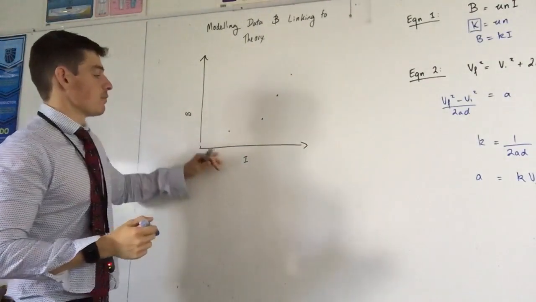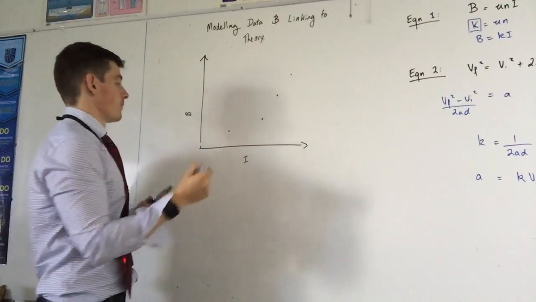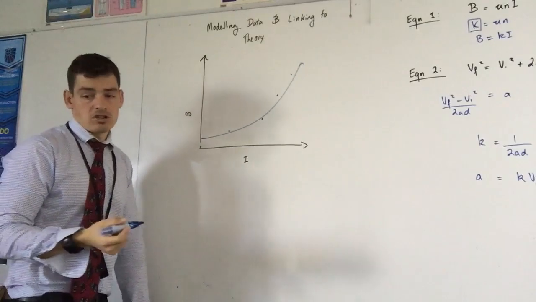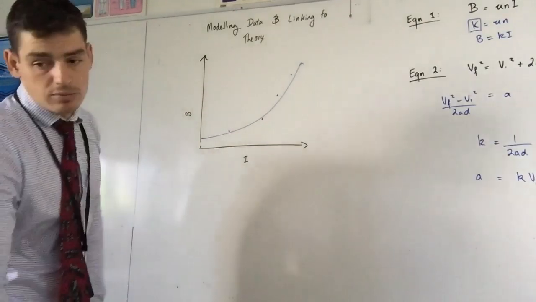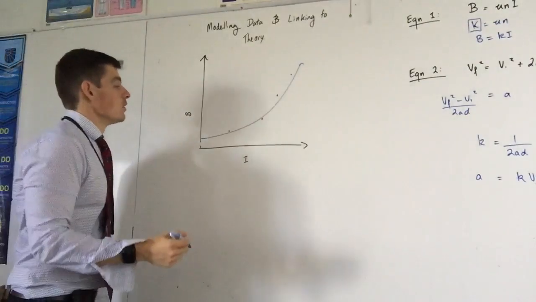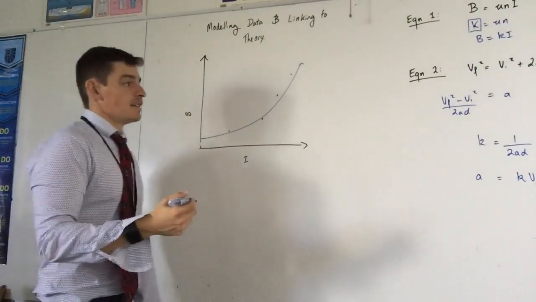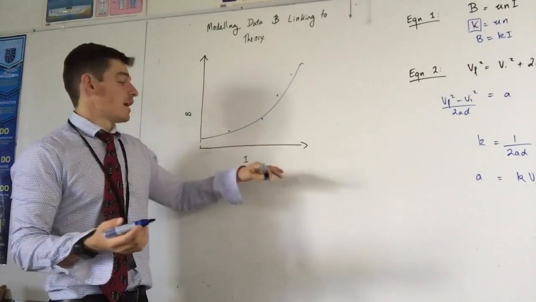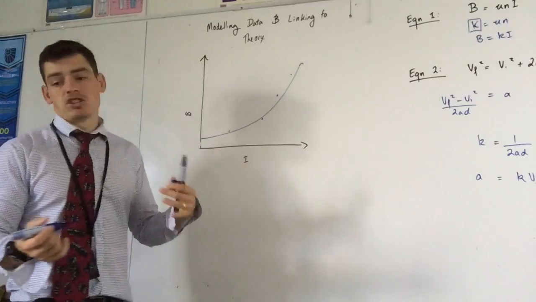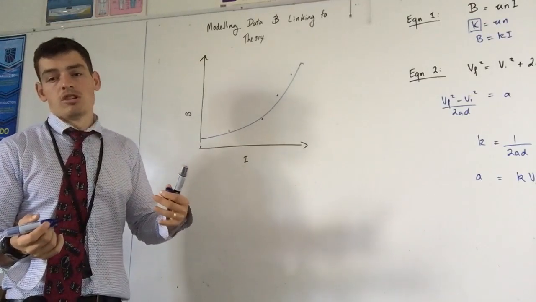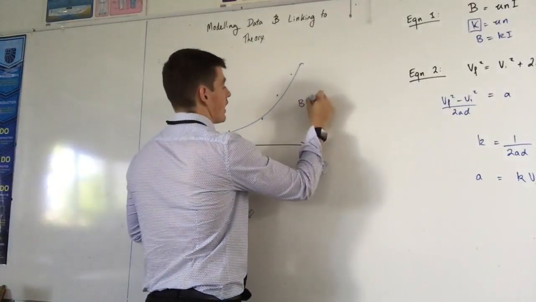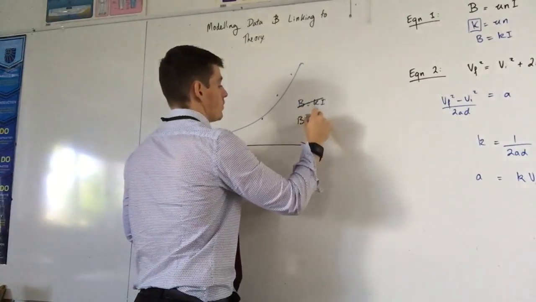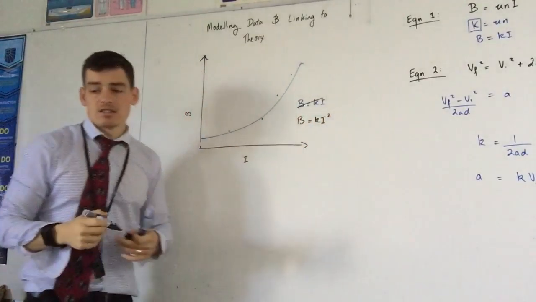What if my data, instead of doing that, looks like this? I can see that as my current goes up, my magnetic field goes up. However, the trend line I get suggests a polynomial or an exponential relationship. You probably can't see it, it's pretty poor. What that tells me is that in some ways my data supports the theory, because it shows an increase in magnetic field as current increases, but the relationship doesn't support it. It doesn't give me B equals Ki, it says B equals Ki squared.